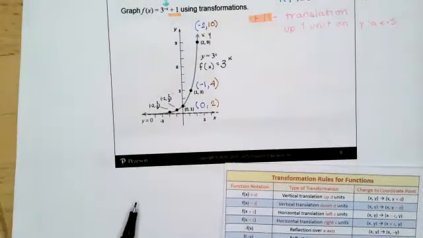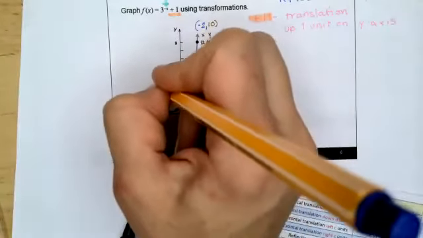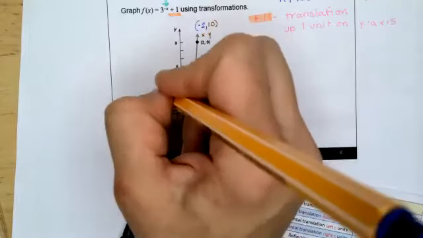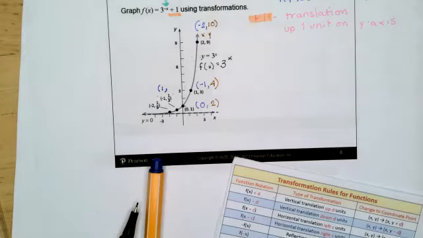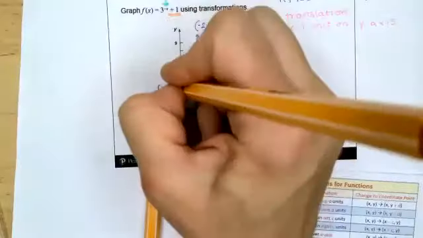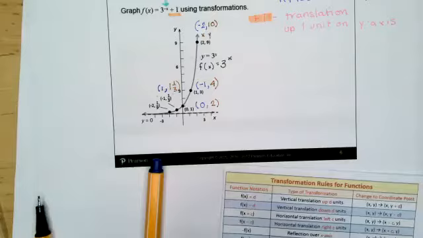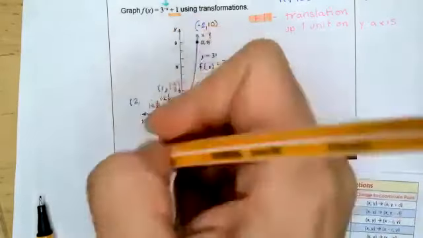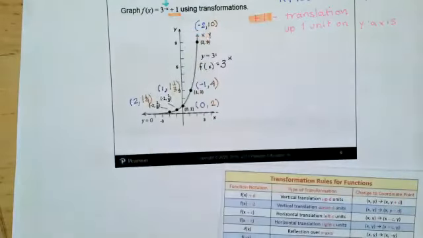-1, 1/3 becomes +1, 1 and 1/3. The -2 becomes a +2. The 1/9 becomes 1 and 1/9. And then you just graph that.